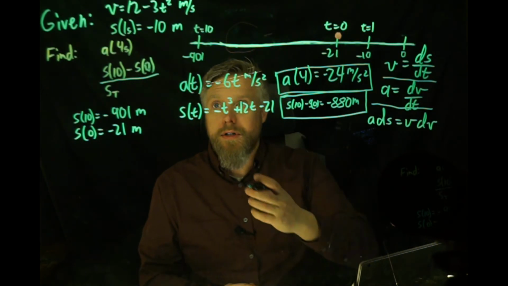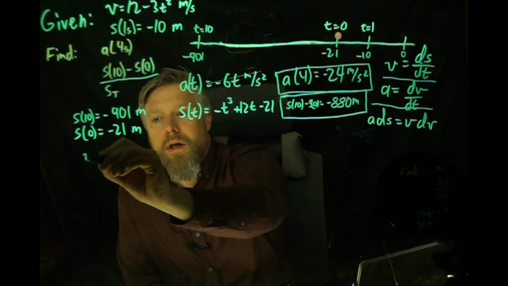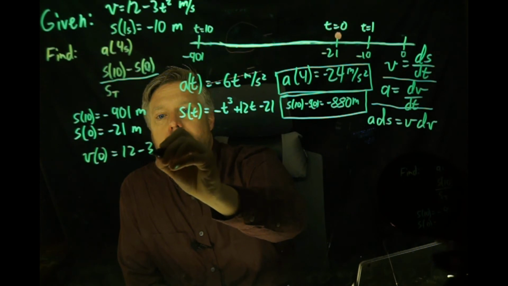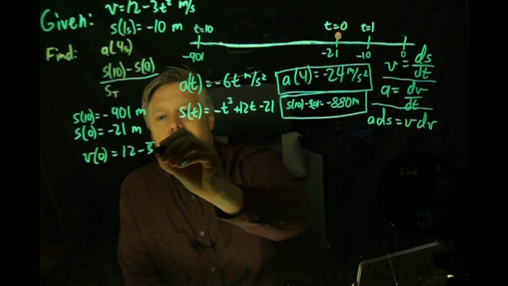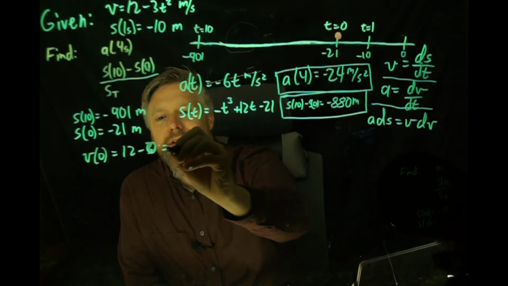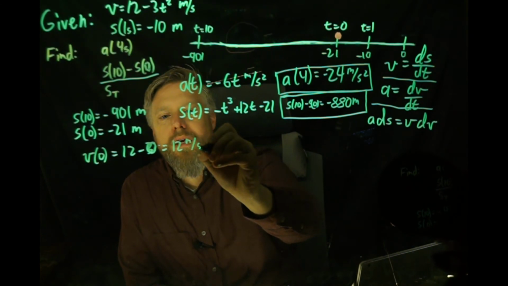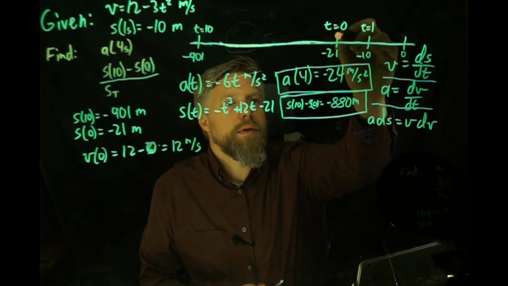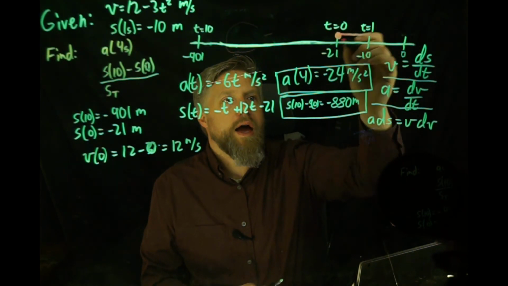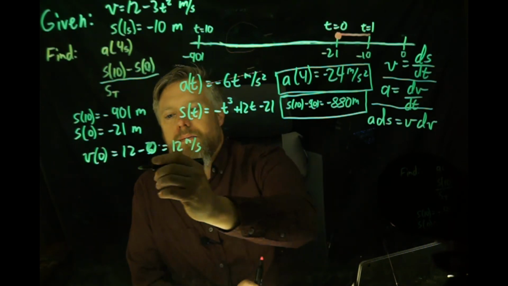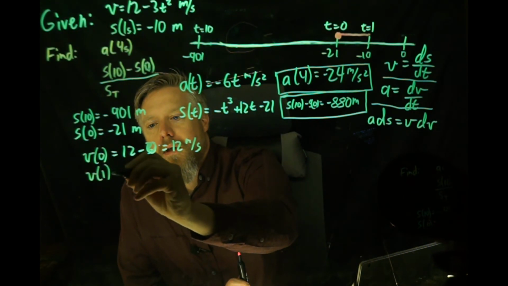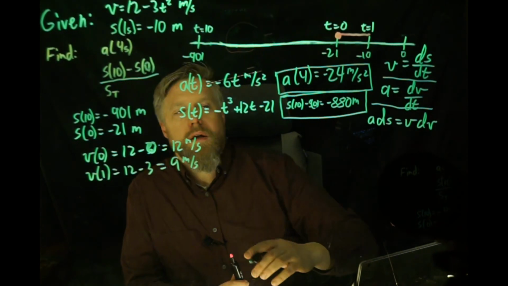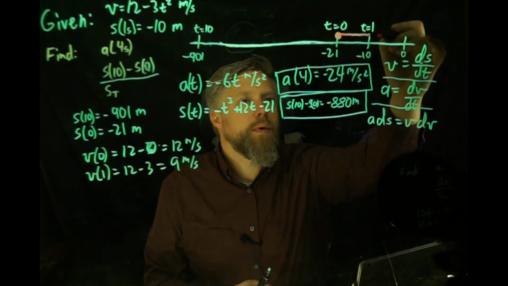Well, to figure that out, we just plug 0 into velocity. Velocity of 0 is equal to 12 minus 3, I'm sorry, 12 minus 0, which is equal to 12 meters per second. That means it's going in the positive direction. It's going this way. At t equals 1, I could plug in 1, and I'm going to get 12 minus 3, and that's 9 meters per second. Hey, it's slowing down, but it's still moving this way.